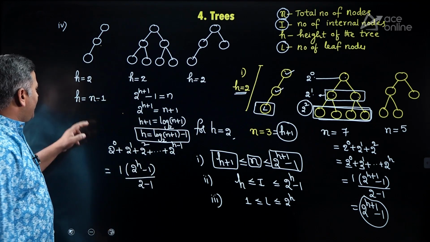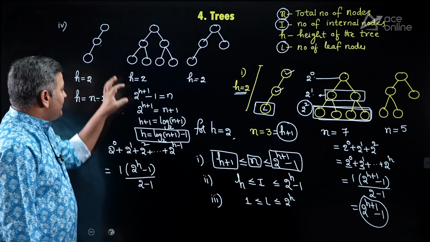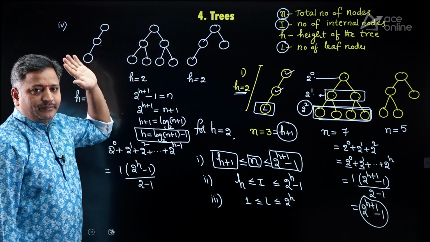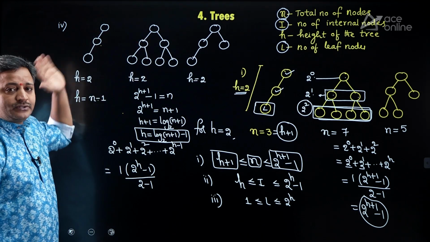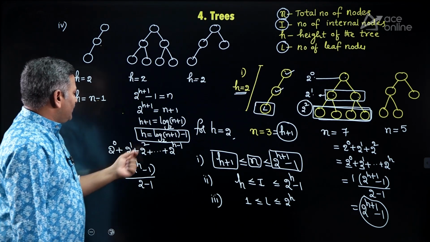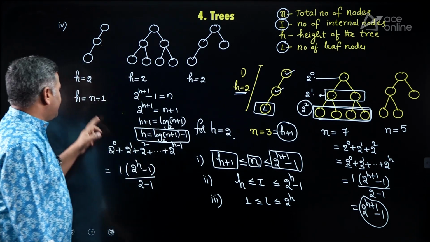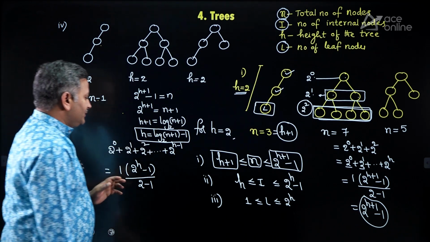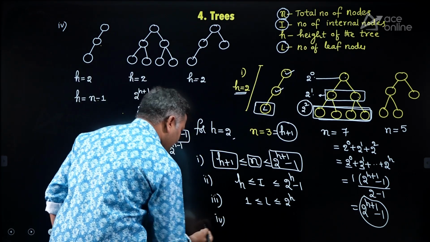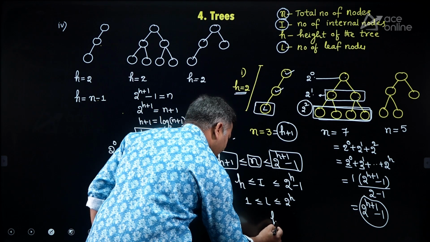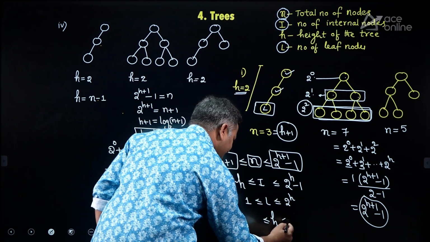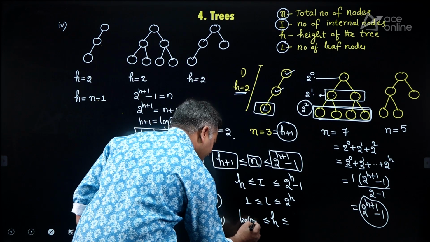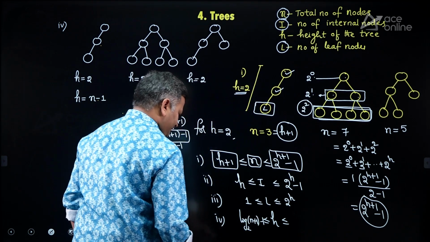It means that minimum height is possible if more nodes are there at each level. Maximum height is possible if we take a skewed binary tree. So log base 2 of n plus 1 minus 1 is the minimum height, and n minus 1 is the maximum height in a binary tree. So the relation is: minimum height of the tree is log base 2 of n plus 1 minus 1.